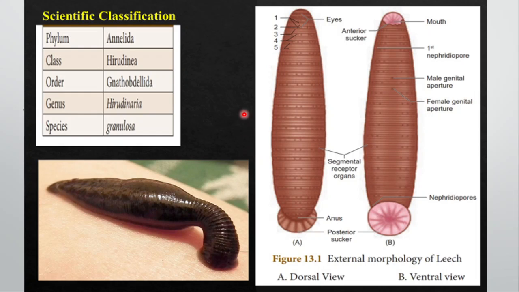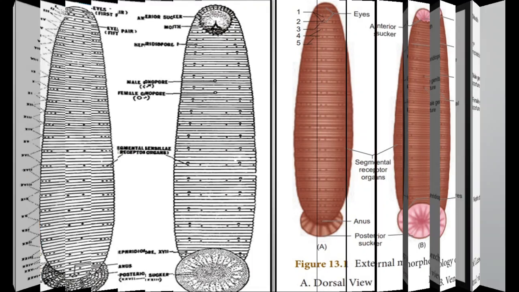Now we will study the total external features or structure of cattle leech. This is the diagram of cattle leech: A is the dorsal view and B is the ventral view. The total body is segmented. In the previous lecture, we studied the general characters of phylum Annelida, and today I am going to teach you the external features or structure of cattle leech.